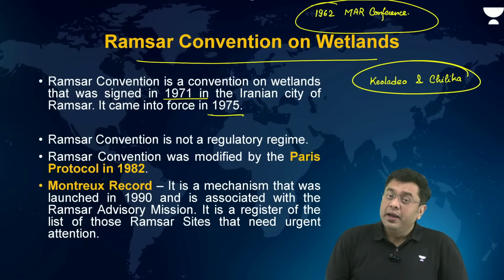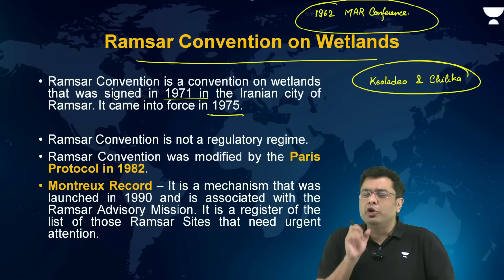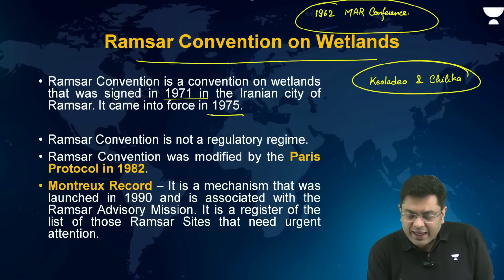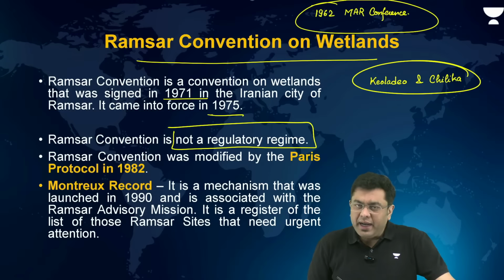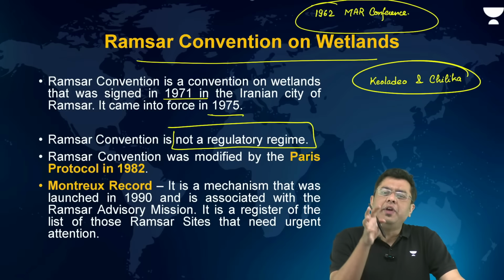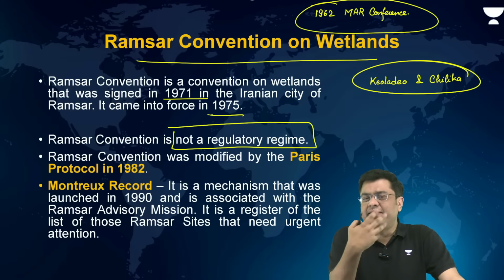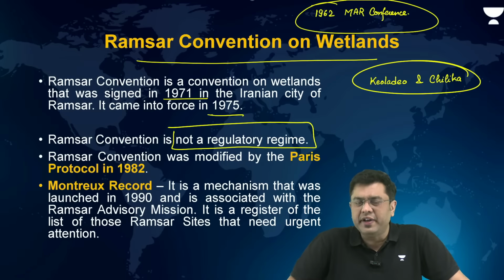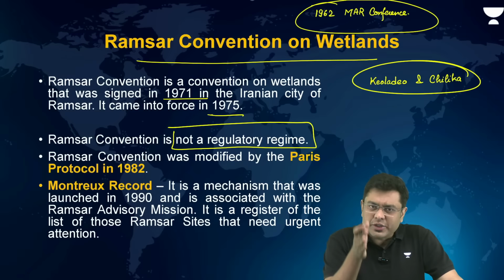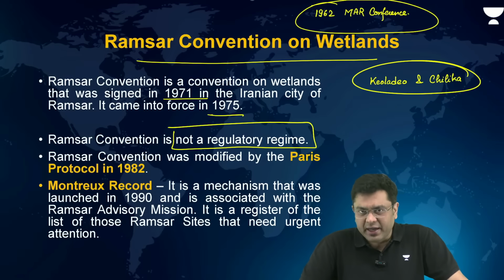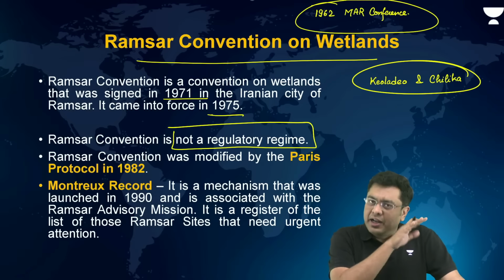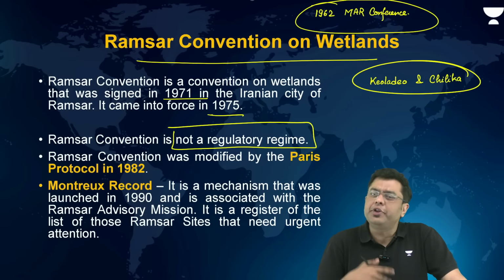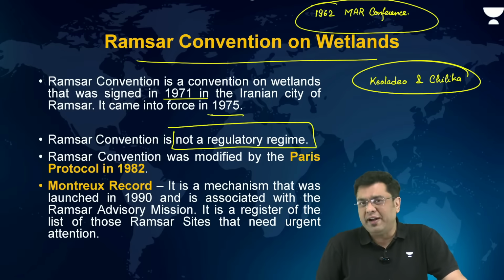Now you see, another important aspect that you have to catch for your prelims is that it is not a regulatory regime, right? It is not something which will give you certain regulations. If, let's suppose, India is party to the Ramsar Convention, India will not get a list of directives from the Ramsar Convention. India will have to develop its own laws and enforce its own laws in order to ensure conservation of wetlands.